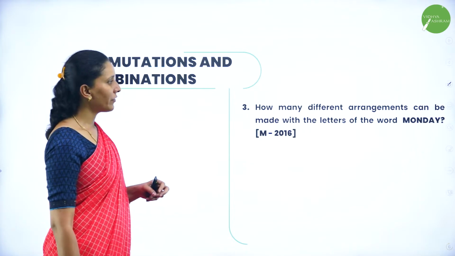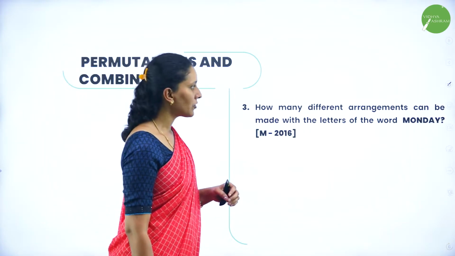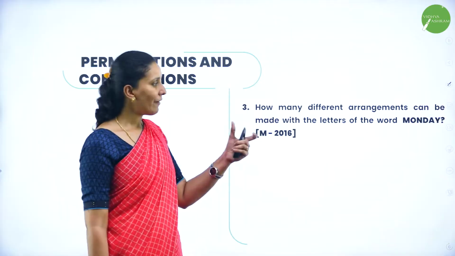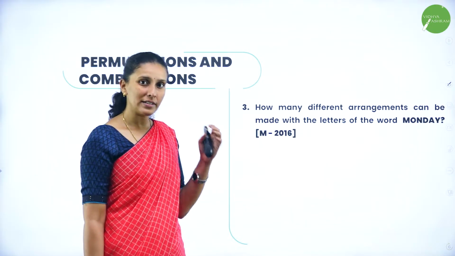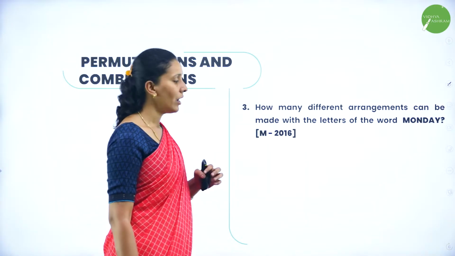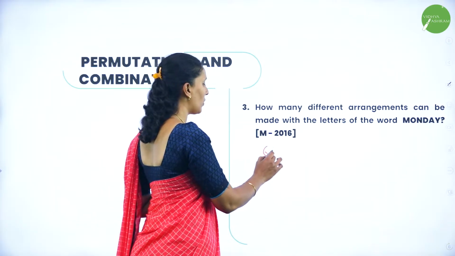Next, how many different arrangements can be made with the letters of the word Monday? So we have a word Monday, we have 6 different letters and we are arranging 6 different letters. So that's why it will be equal to 6 factorial.